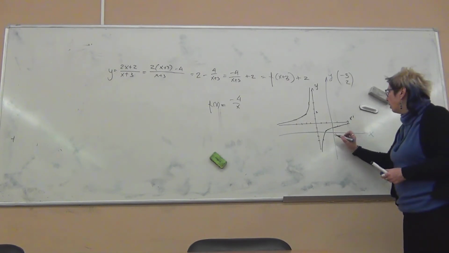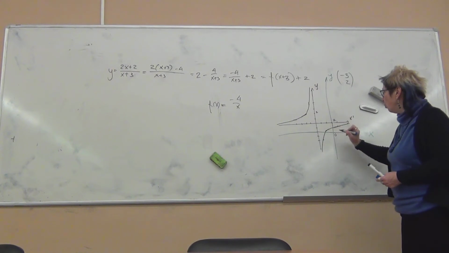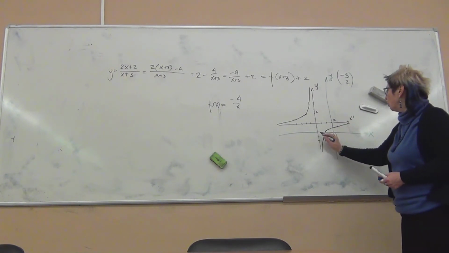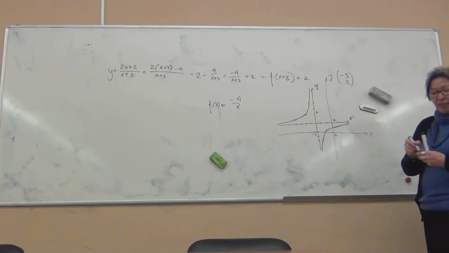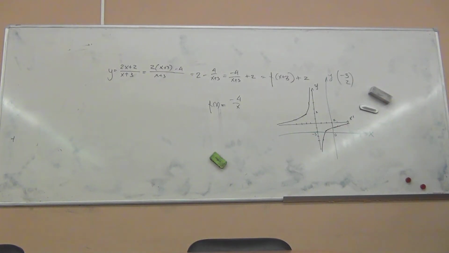So this would be 2, and this would be -3. So we can see that those preliminary axes, x prime and y prime, now have become the asymptotes.